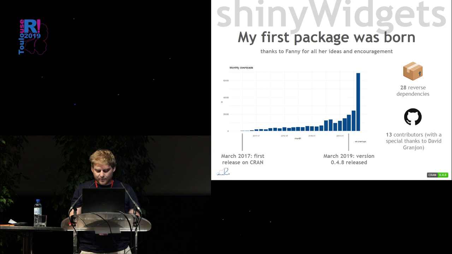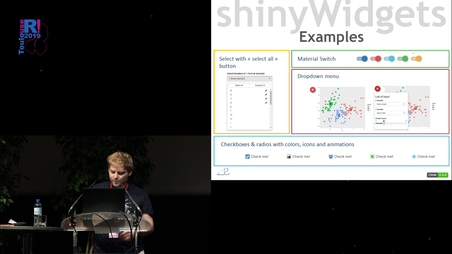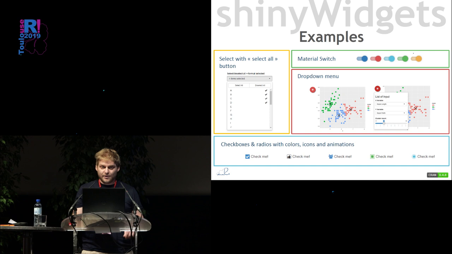The first release on CRAN was two years ago, and the last one in March of this year. Here are some widgets available in the package: an alternative to select input with the possibility to select all variables with a button, switches in Google style, radio buttons and checkboxes in which you can integrate icons and add colors, or a menu to hide the list of inputs.